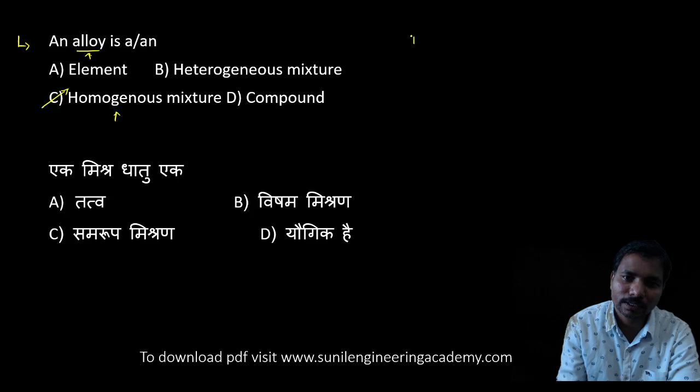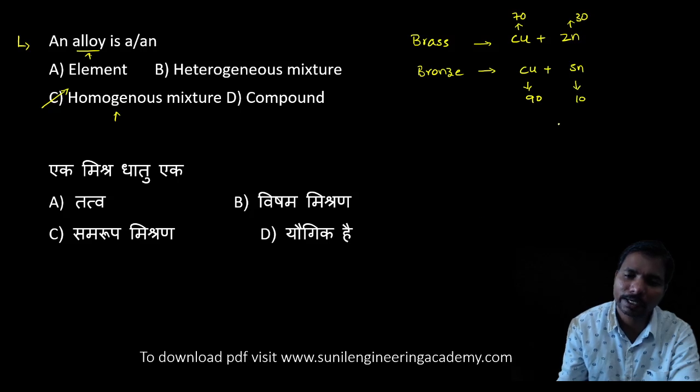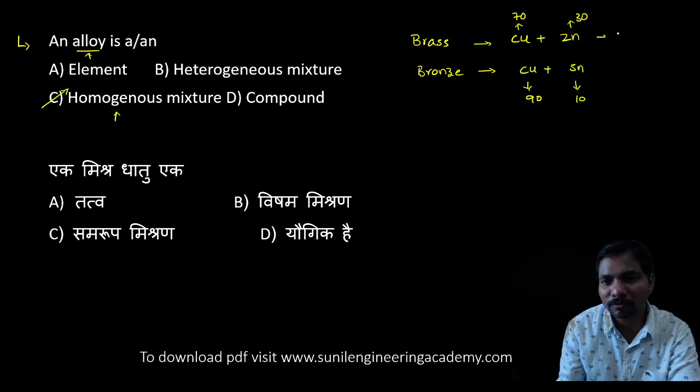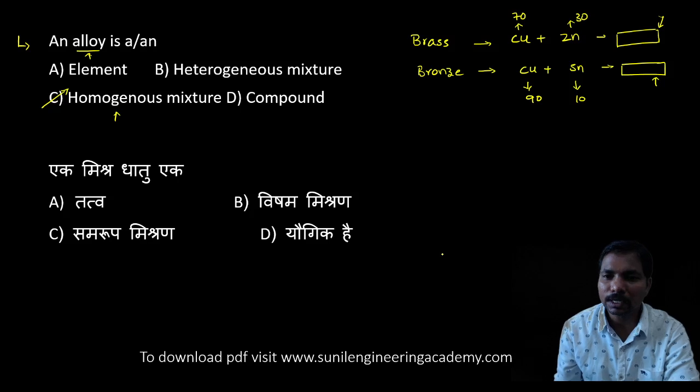For example, let us take brass or bronze, whatever it may be, these alloys. Brass is a mixture of copper plus zinc. Bronze is a mixture of copper plus tin. Here we take copper 70, zinc 30. Copper is approximately 90, tin is approximately 10. If you mix them together, we get one mixture that is called bronze. If we mix copper and tin together, we get the alloy bronze.